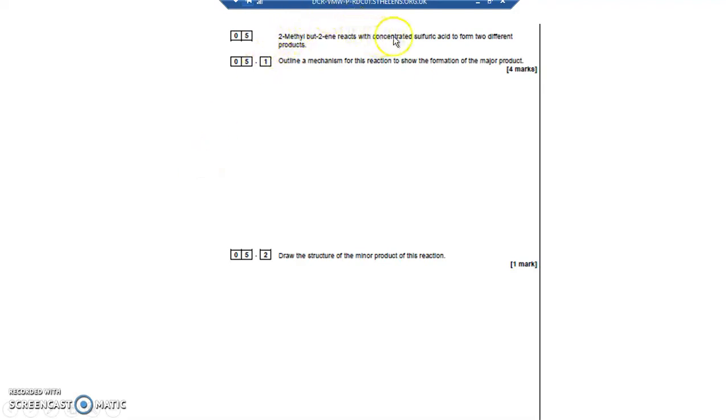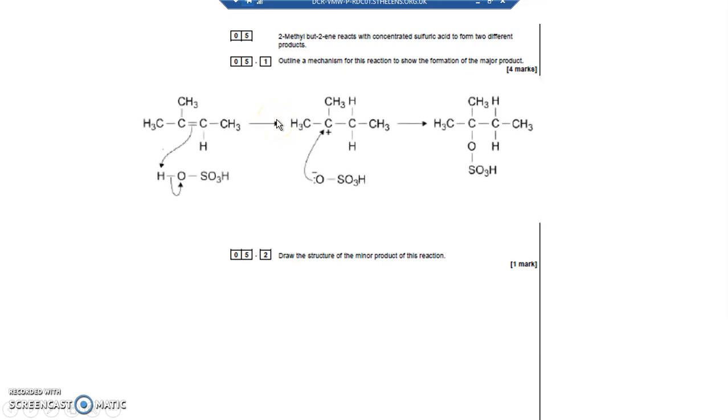2-methylbutene reacts with concentrated sulfuric acid to form two different products. Outline a mechanism for this reaction. Show the formation of the major product. It's going to be difficult to explain this without showing it, so I'm going to do spoilers. So let's have a look.